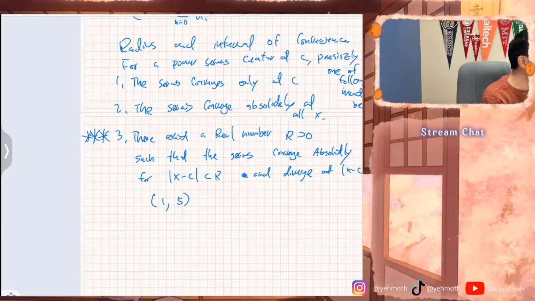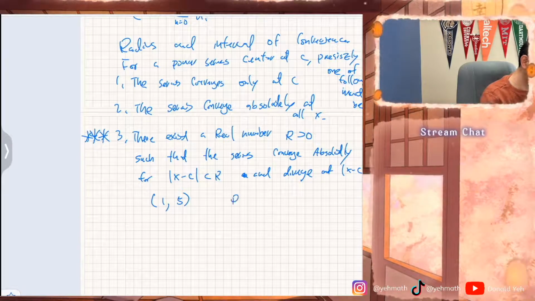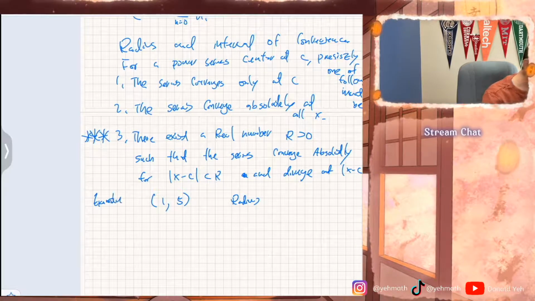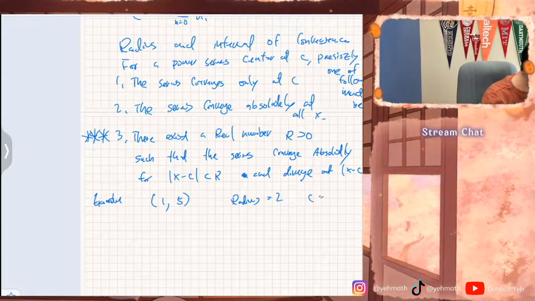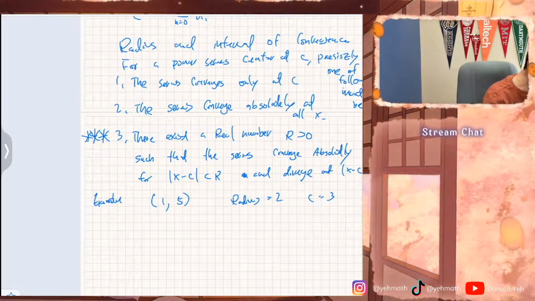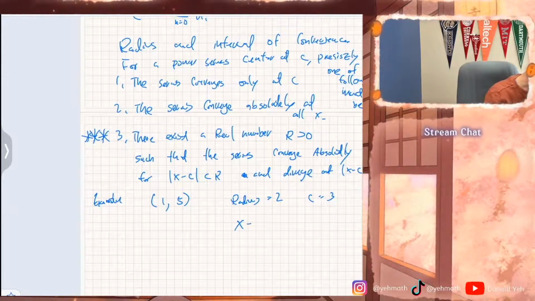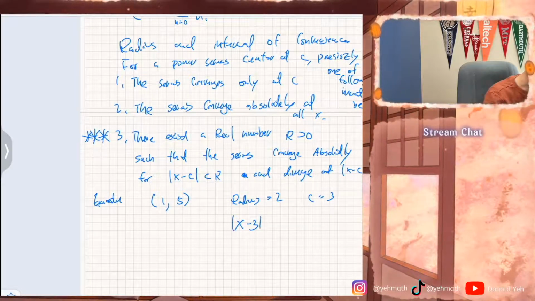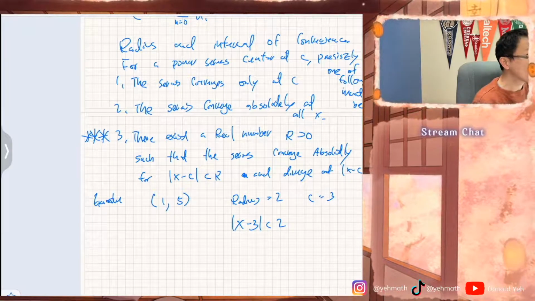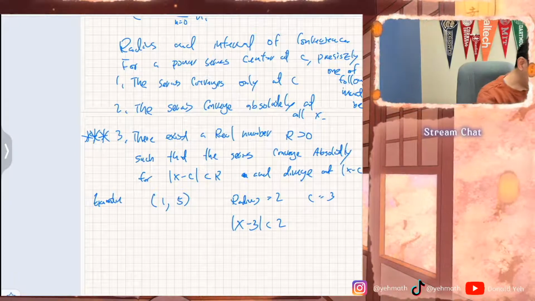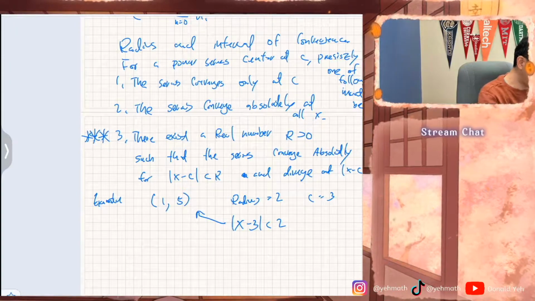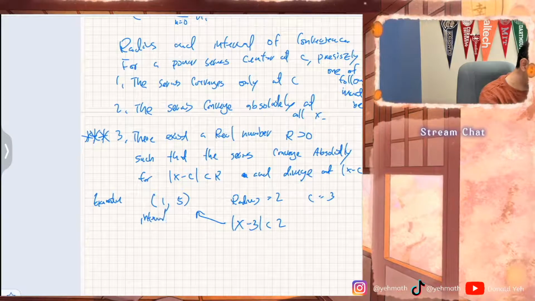But in this case, what is my radius? This is an example. The radius is 2. And where's my center? 3, right? So you can rewrite it as |x minus 3| less than 2. You can represent this like this. This is not a coordinate, this is 1 to 5. This is interval notation.